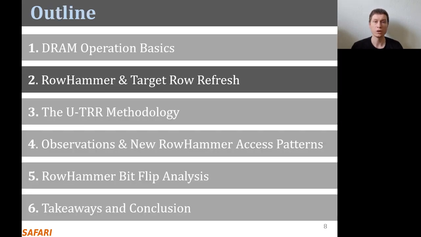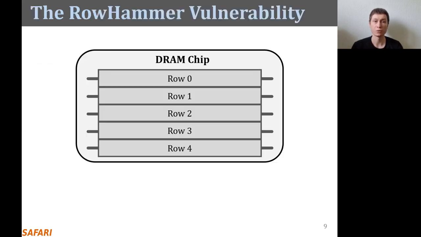Now I will tell you about RowHammer and the main RowHammer protection mechanism implemented in DRAM chips today. In order to access data from a DRAM row, say row 2, the memory controller first opens or activates the row.